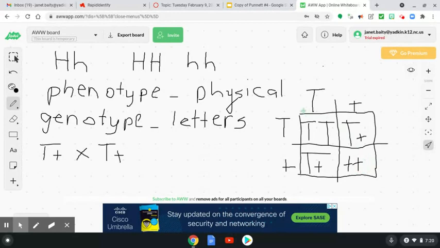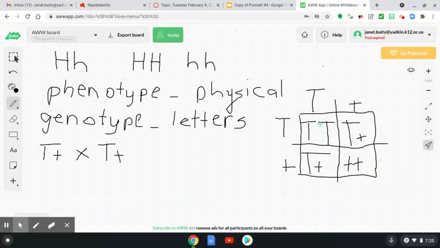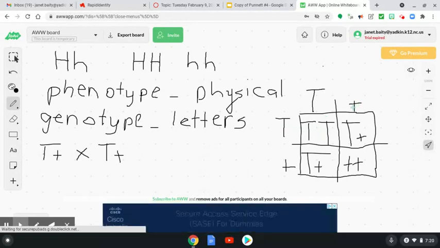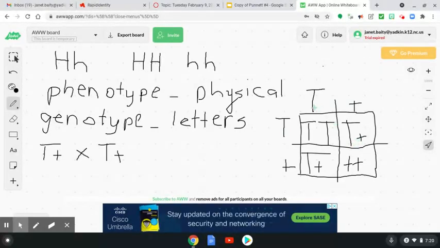Okay, so you have dominant, dominant right here. You have recessive and dominant. The dominant always goes first because recessive means it's hidden. You have dominant, recessive in this box, and you have recessive and recessive.